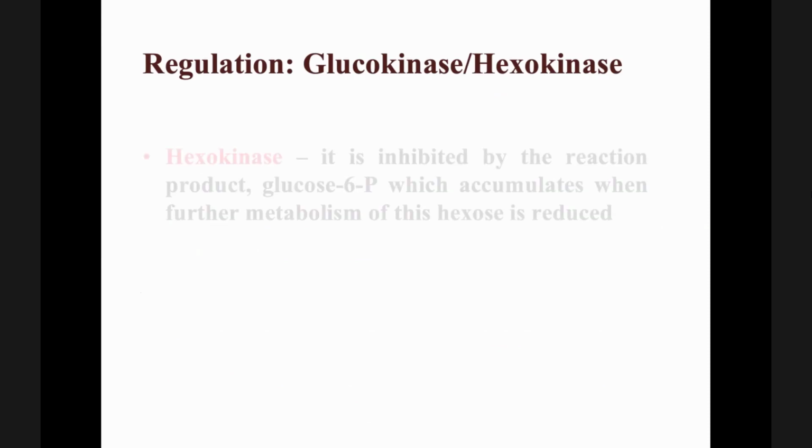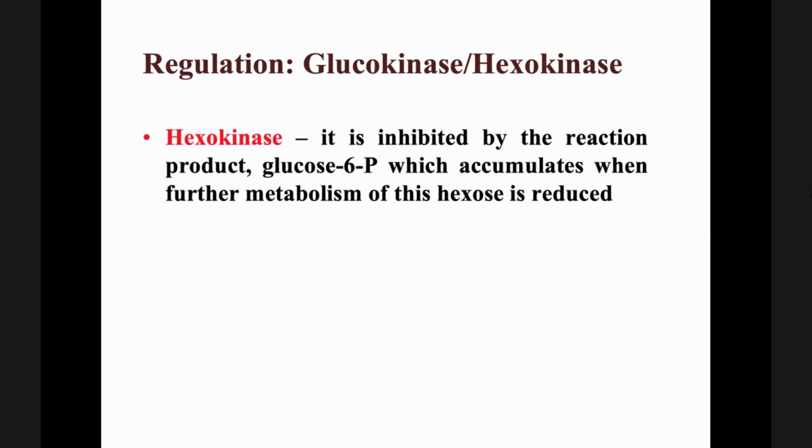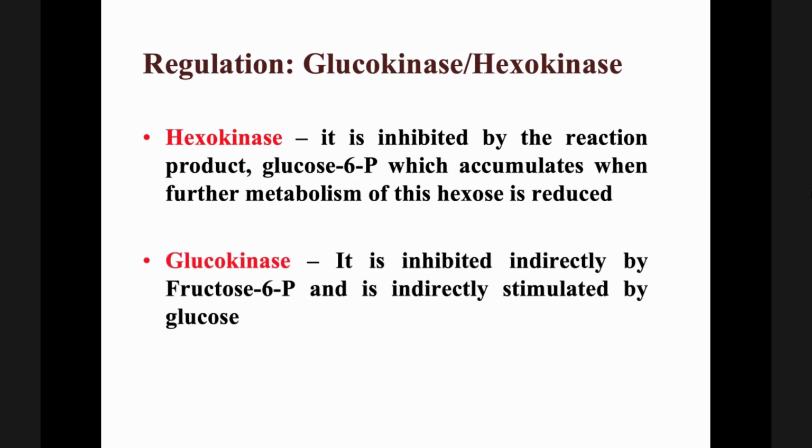We will look at this. So regarding the regulation of glucokinase and hexokinase, all the reading that I will read now, I just mentioned in the figure. The hexokinase is inhibited by glucose 6-phosphate when accumulated. Glucokinase is inhibited indirectly by fructose 6-phosphate and is indirectly stimulated by glucose.